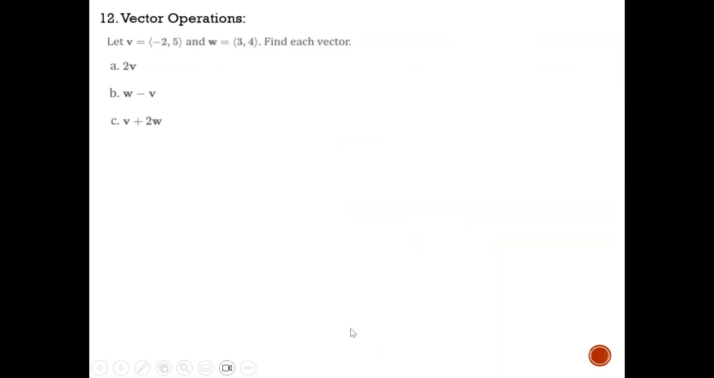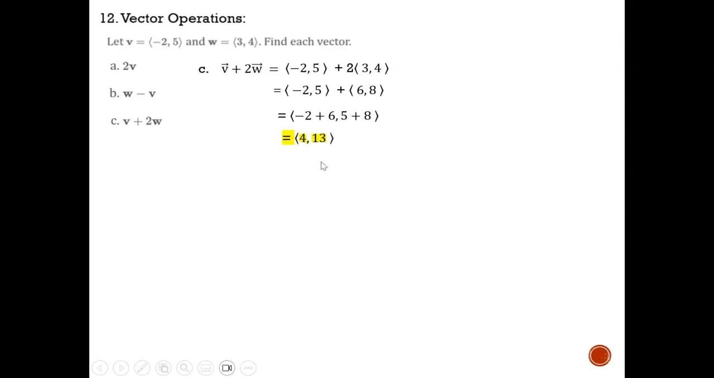Now let's do part C. Vector V plus vector 2W. Here's the concept the way the book does it. You have vector negative 2, 5, plus you multiply 2 times 3 and 2 times 4. Then you add the first two components, you add the second two components, and you get 4, 13.